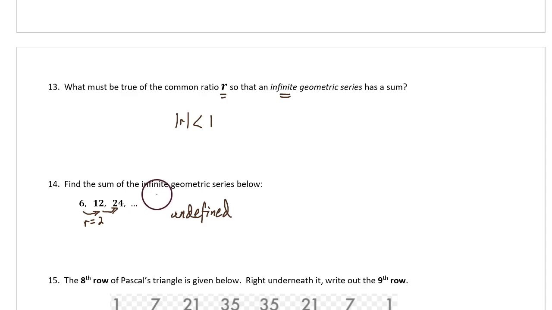Now, if this infinite geometric series had a value of r that was less than 1, then you would be able to find the answer using a formula, and this would be the formula. But in this particular problem, because r is equal to 2, the answer is undefined.